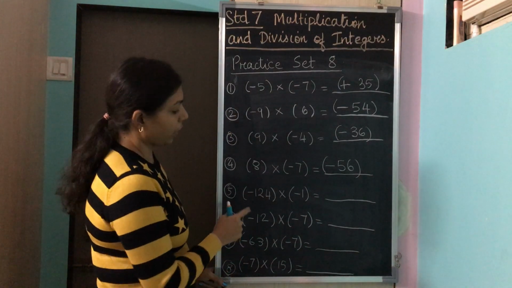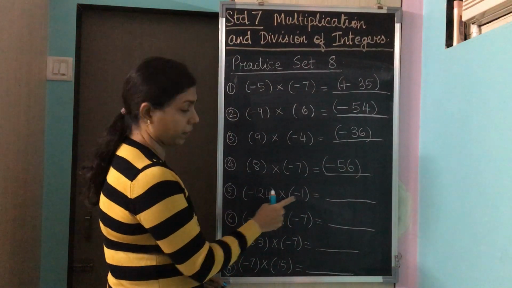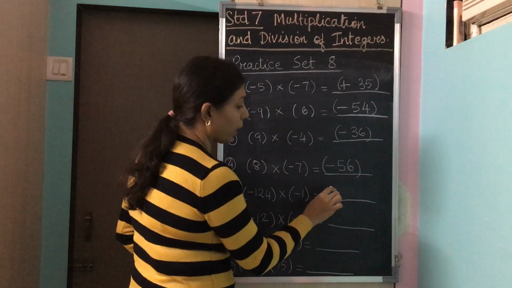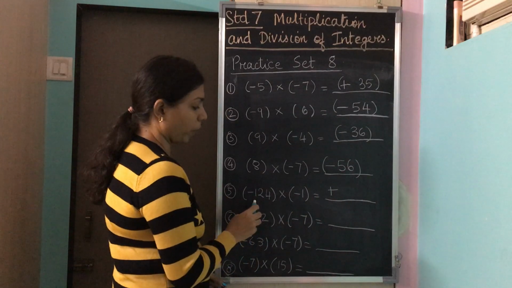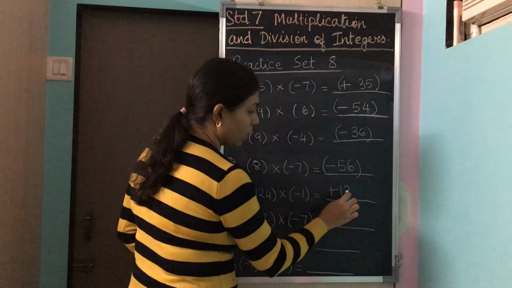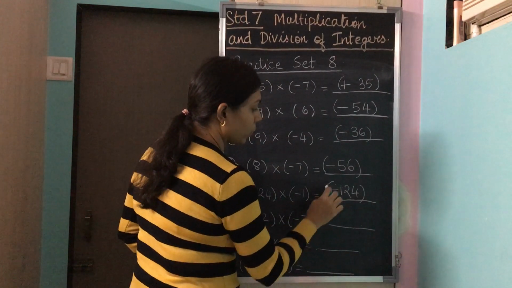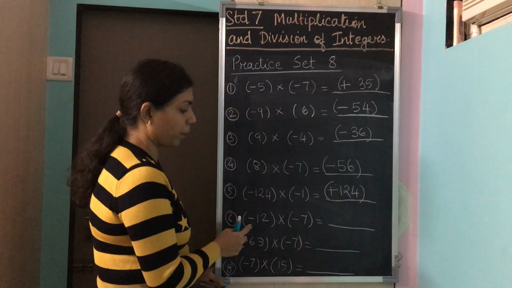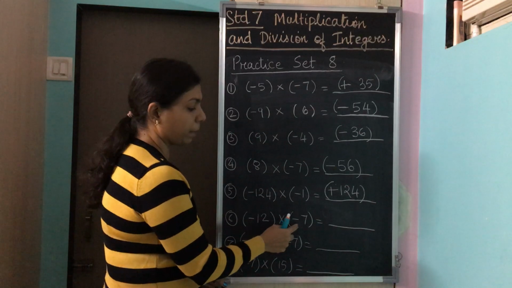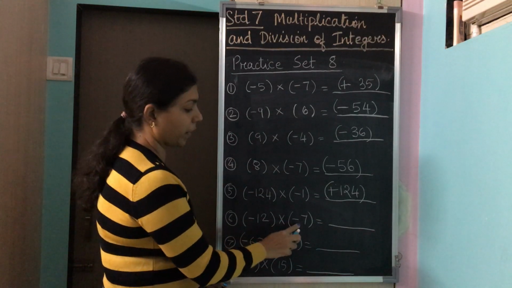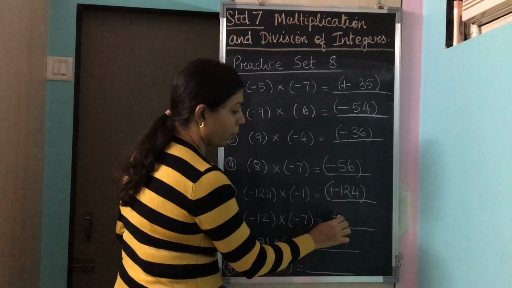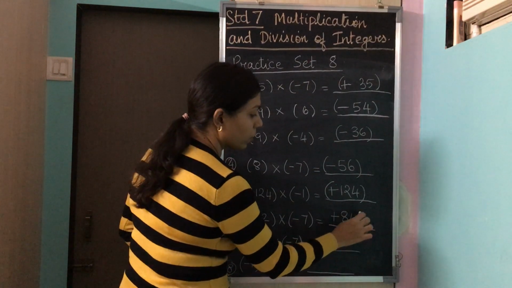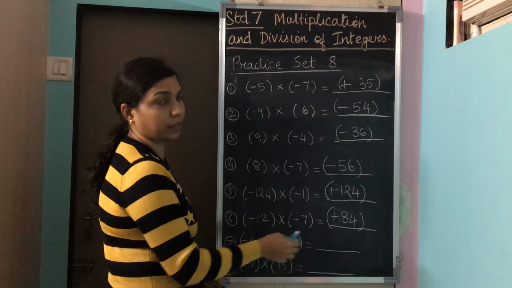The next one, negative multiplied by negative. Minus 124 multiplied by minus 1. So your answer will be positive. 124 multiplied by 1, 124. So your answer is plus 124. The next one, minus 12 multiplied by minus 7. Negative multiplied by negative, your answer should be positive. 12 multiplied by 7 gives us 84. So your answer is plus 84.